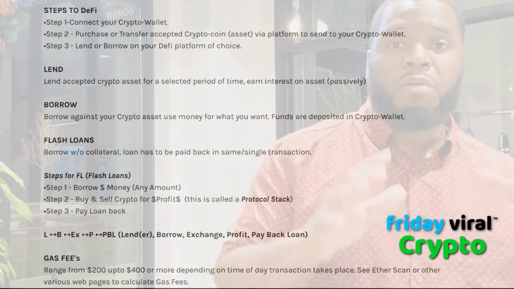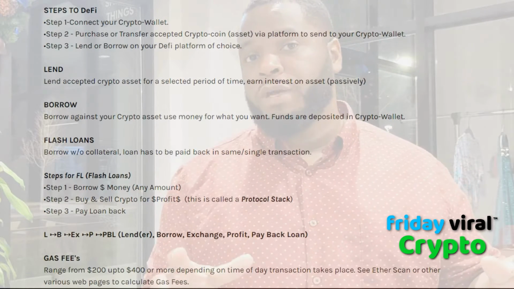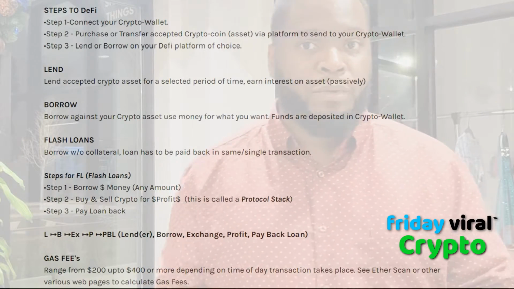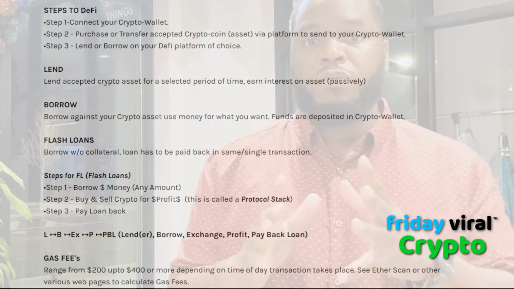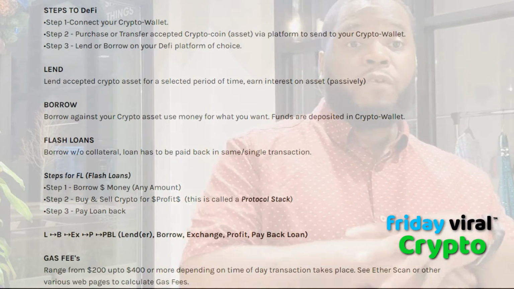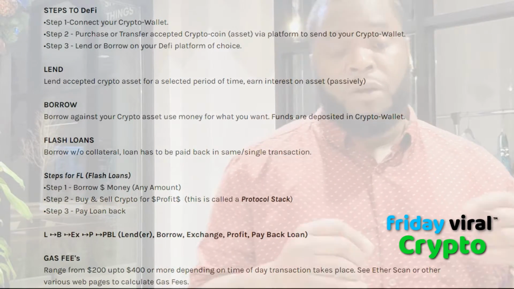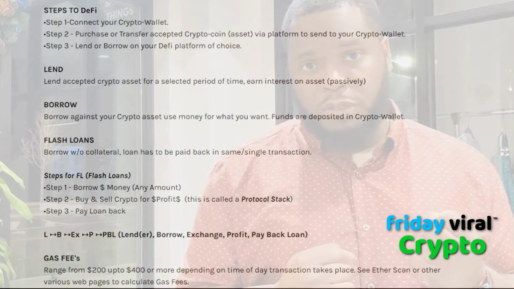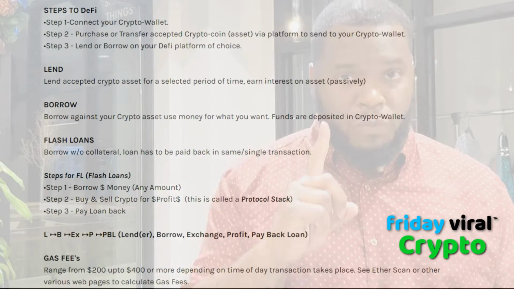This means that you can borrow any amount that you want, as long as it's within the liquidity pool. Some have hundreds of millions, some have billions, and some just have millions, right? But whatever that liquidity pool has, you have the full girth of that liquidity pool to borrow from, okay? And all you have to do is borrow, you set up what's called a protocol stack, and then at the end, you pay it back. And it's considered to be one transaction.